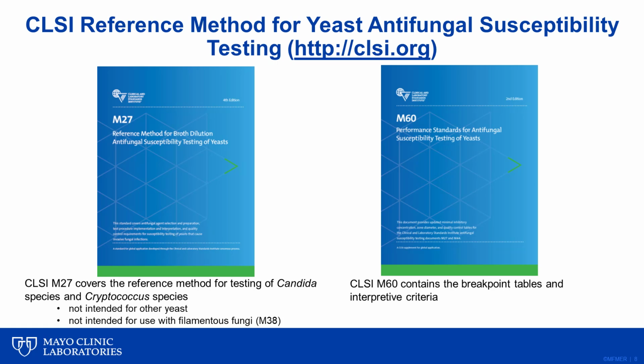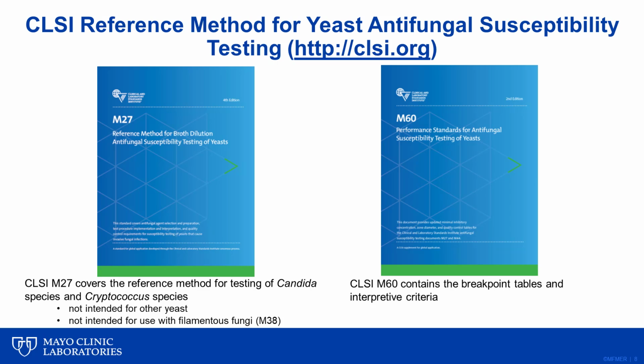If you intend to perform yeast susceptibility testing in your laboratory using the broth dilution method, there are two CLSI documents that provide very useful information. CLSI document M27 provides the methodologic framework for performing the reference broth dilution method. M27 covers selection and preparation of antifungal agents, the required QC procedures, and it details how to perform the test procedure itself. A companion document, M60, provides tables with the standardized breakpoints and interpretive criteria that are available for yeast.